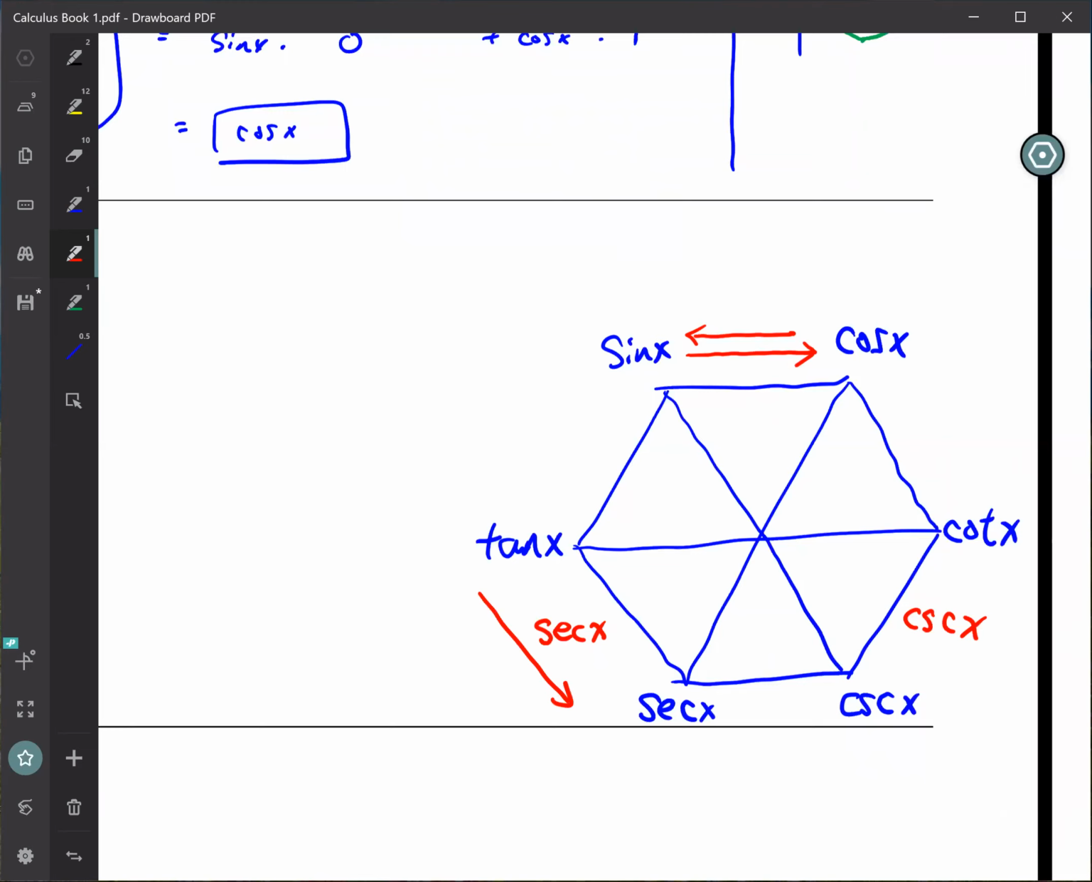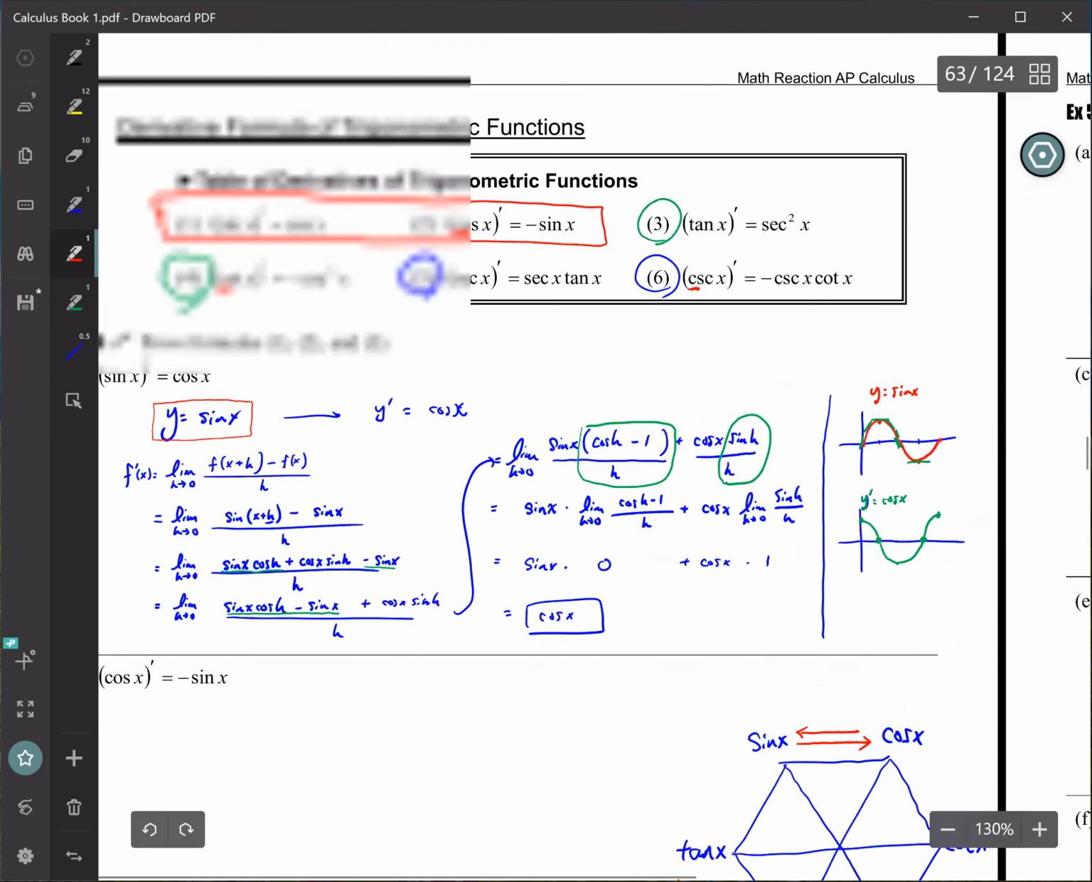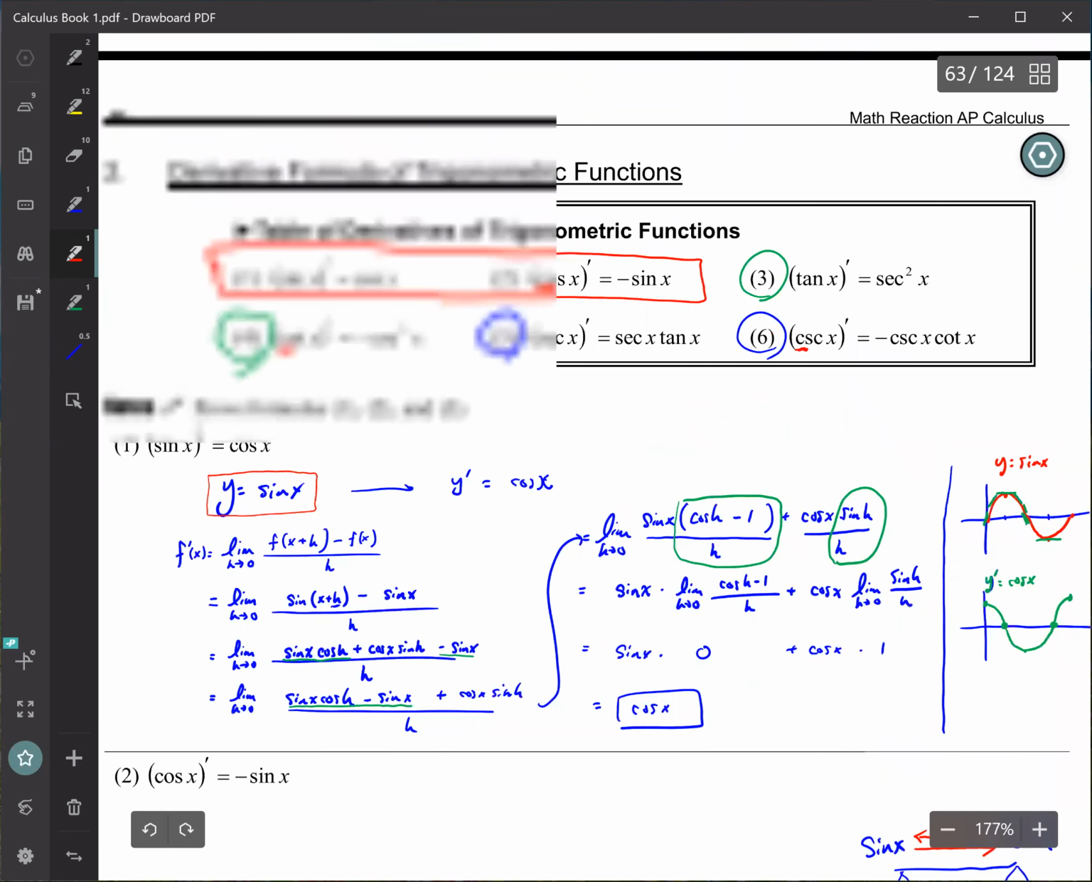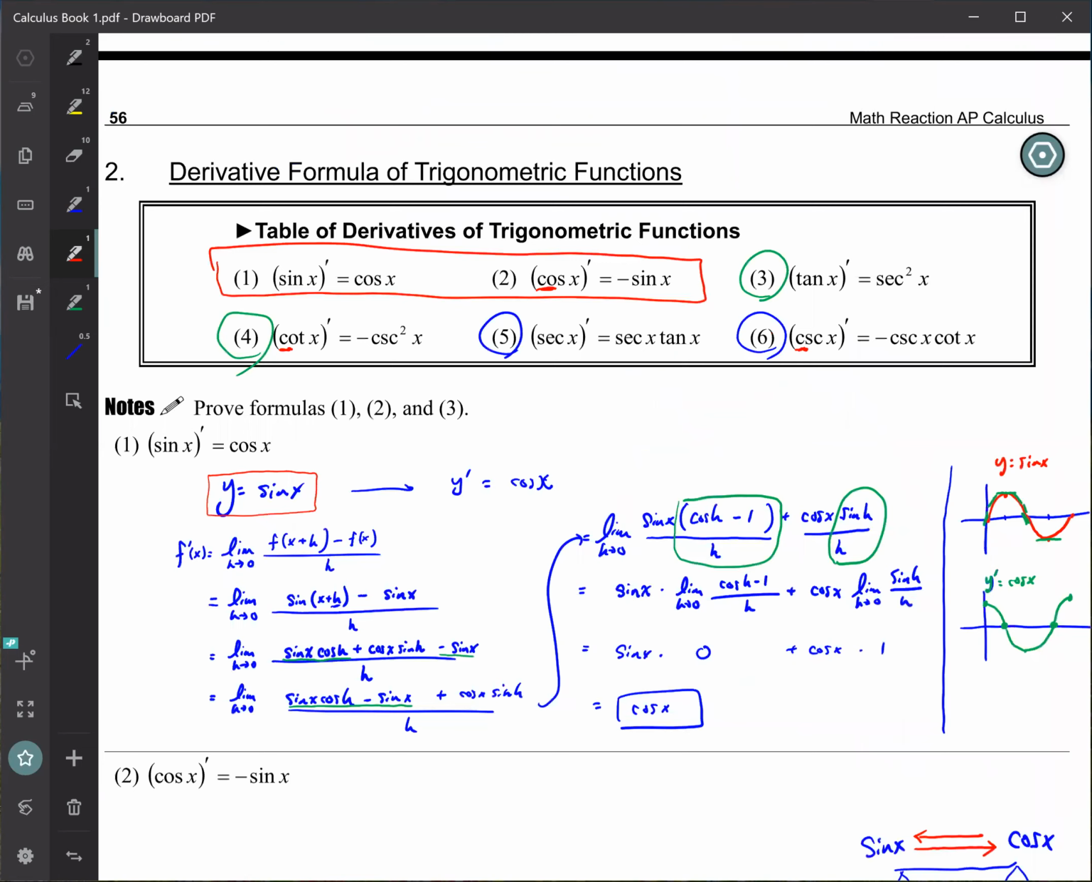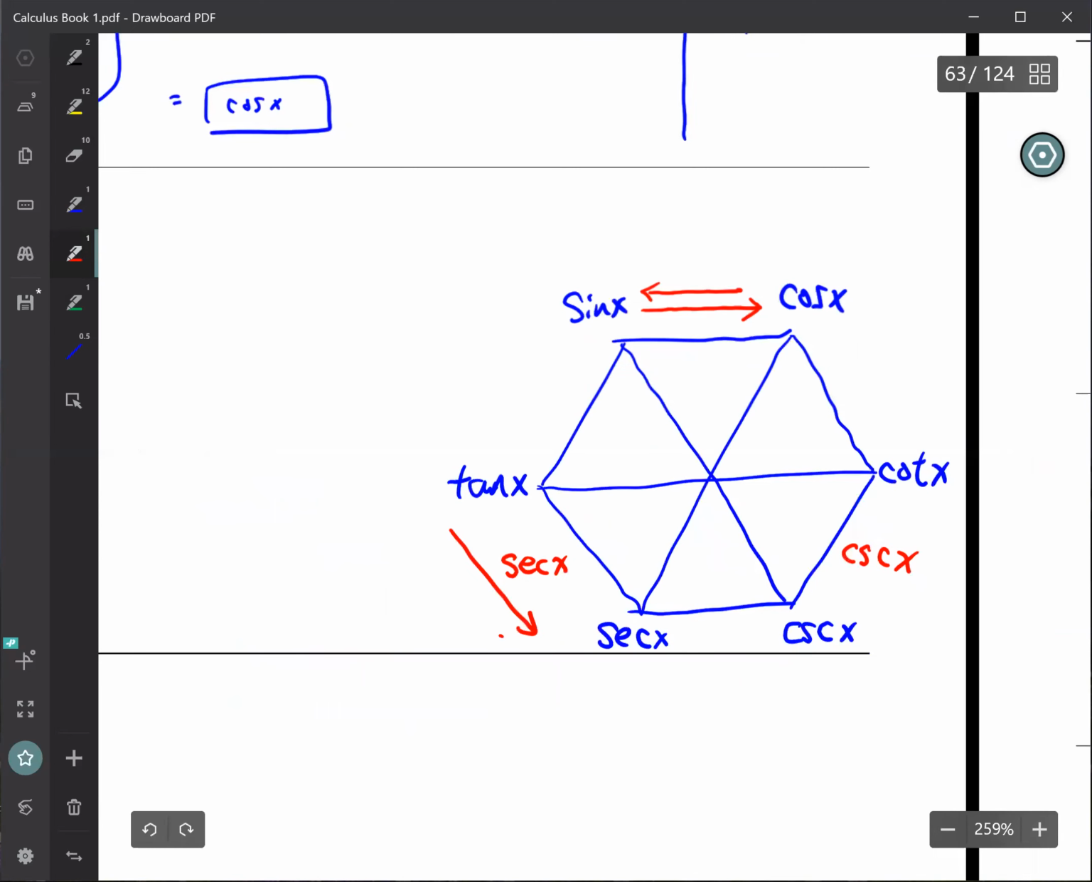Okay, next one, I'm going to look at the blue one. Look at the middle blue one. Secant prime, everyone: secant prime is secant tangent. Do you want us to say that one more time? One more time. Secant prime is secant tangent. Okay, so look at the picture. Secant prime will be secant tangent.